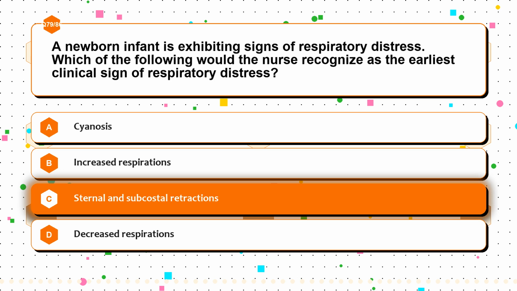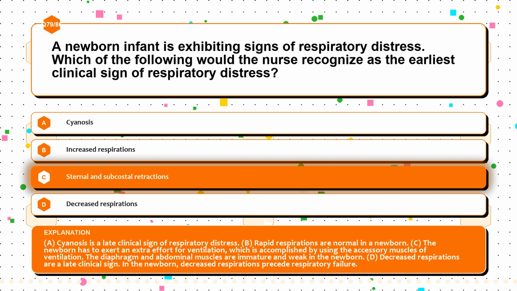The correct answer is option C, sternal and subcostal retractions. A. Cyanosis is a late clinical sign of respiratory distress. B. Rapid respirations are normal in a newborn. C. The newborn has to exert an extra effort for ventilation, which is accomplished by using the accessory muscles of ventilation. The diaphragm and abdominal muscles are immature and weak in the newborn. D. Decreased respirations are a late clinical sign. In the newborn, decreased respirations precede respiratory failure.